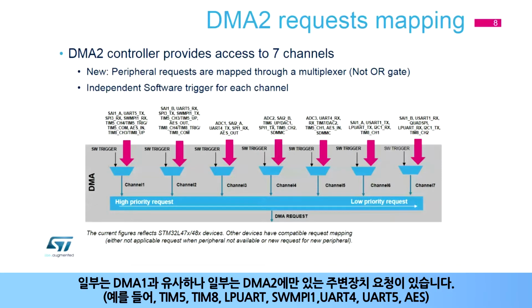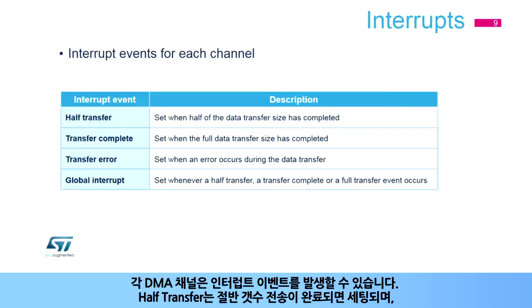Some of the peripheral requests are similar to the DMA1, but there are unique peripheral requests as well. For example, TIM5, TIM8, LPUART, SDMMC1, UART4, UART5, and AES. Each DMA channel is designed with this group of interrupt events.